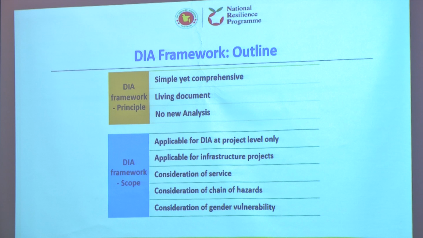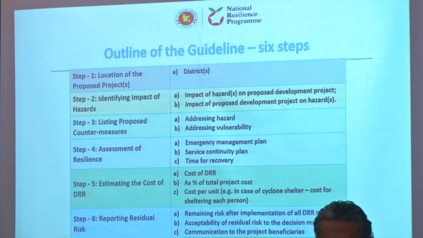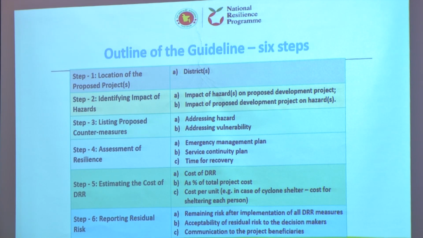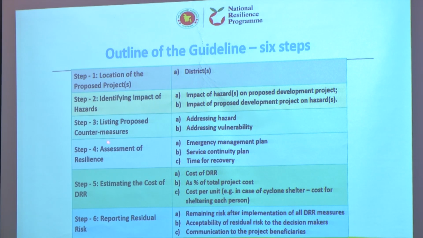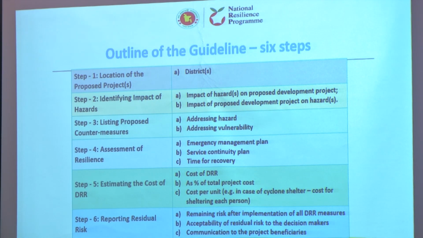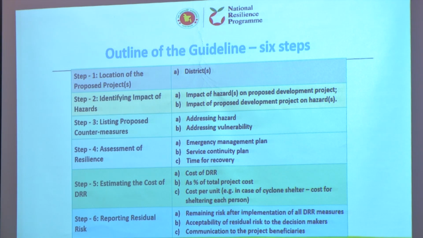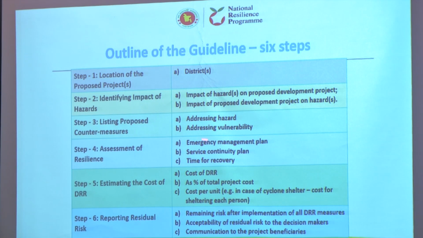Consideration of the chain of hazard and gender vulnerability. Next slide. So there are six steps. First, where the project intervention is located, and what will be the impact of hazards on that. As I said earlier, it's the impact of hazards on the proposed development project, and those who are going to develop that development proposal also have to analyze the impact of the proposed development project, whether it's going to generate new hazards, new risk, and then listing of proposed countermeasures, addressing vulnerability and also addressing hazards.